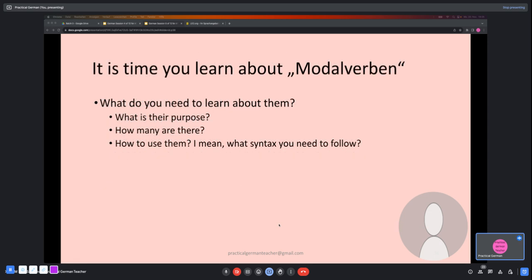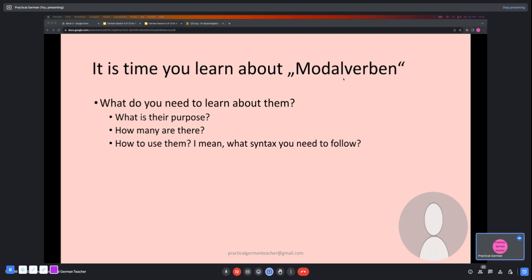Okay, let's talk about Modalverben. Guys, it's very important that you use them. Let's talk about why. Modalverben are just verbs, and there are six verbs which we call Modalverben, and they make your language much more expressive. They let you say so many things.